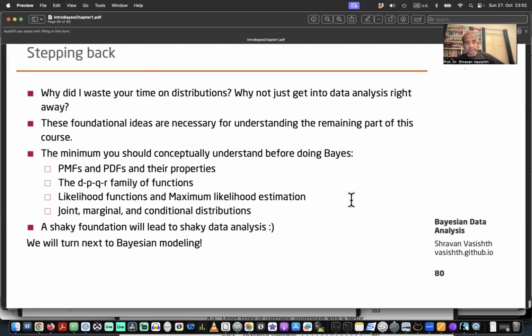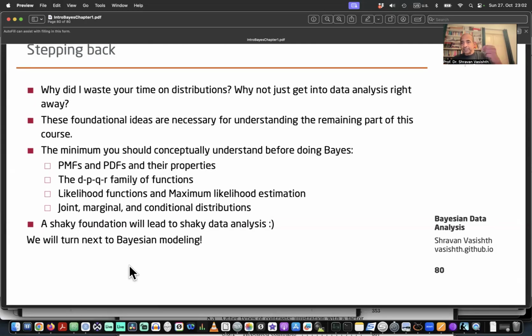So please make sure that you fully understand the following topics: what a probability mass function is, what a probability density function is, and the DPQR family of functions associated with them. You have to keep in mind what a likelihood function is. It's just the probability mass or density function seen as a function of the parameters in that function, instead of being seen as a function of the observed values. Then in the bivariate case, you should be clear about what a joint, marginal, and conditional distribution is.